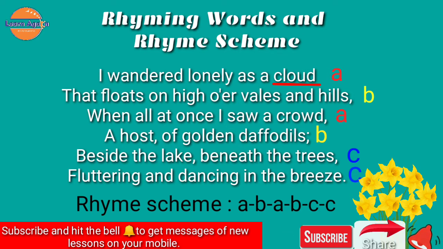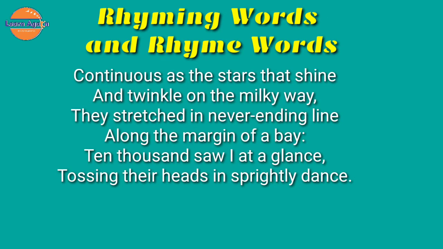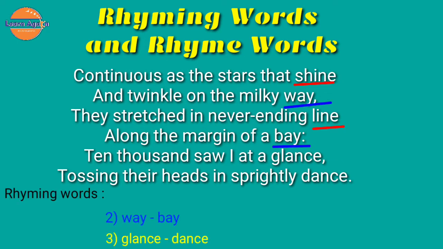Students, all stanzas of this poem follow the same rhyming scheme. Look at the second stanza. First of all, we will find out the rhyming words. In this stanza, the rhyming words are shine, line, way, bay, glance, dance.